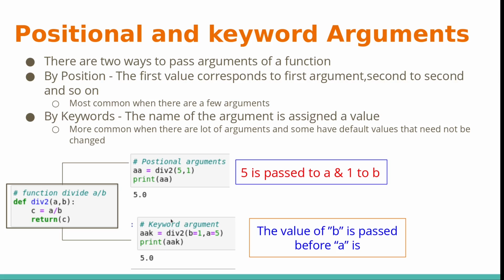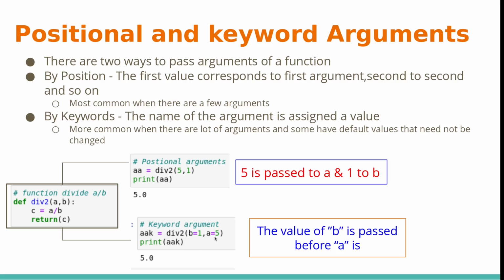For example, here I'm creating another object called AAK, and I'm calling the same function div2, but this time I'm saying B is equal to 1, comma, A is equal to 5. I'm not sending 5, 1 or 1, 5. I am saying that B, even though it's in the second position here, when you see B, give it a value of 1, and when you see A, give it a value of 5.